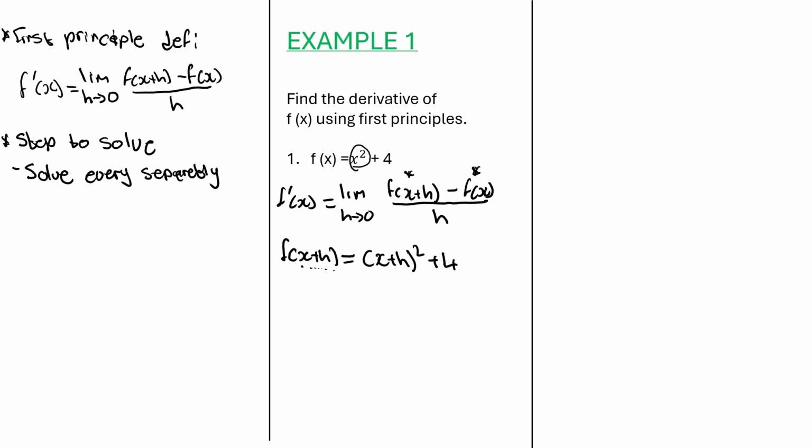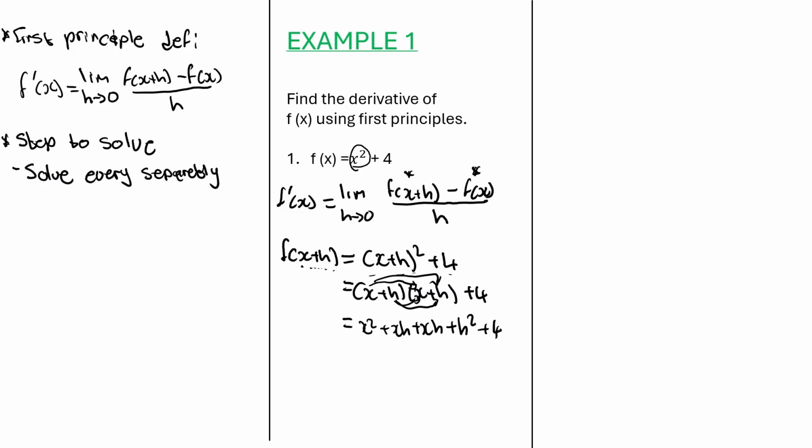And make sure you solve this thing completely. So you're going to have x plus h, x plus h, plus 4. Then you're going to continue solving this thing. You're going to multiply here, multiply here, multiply here, multiply here. You're going to have x squared plus xh plus xh plus h squared plus 4.